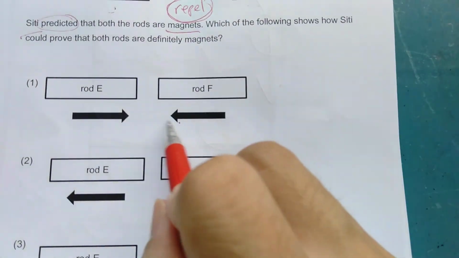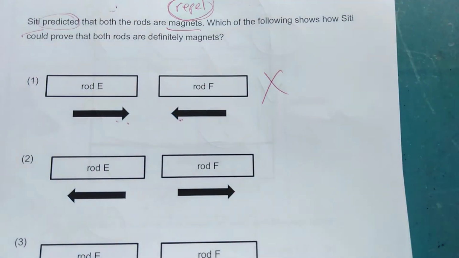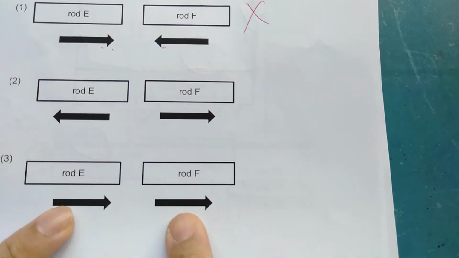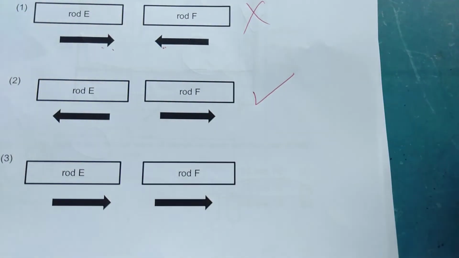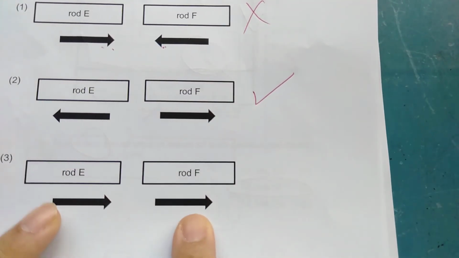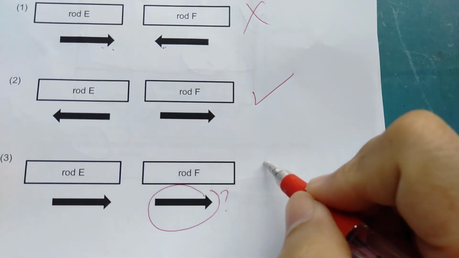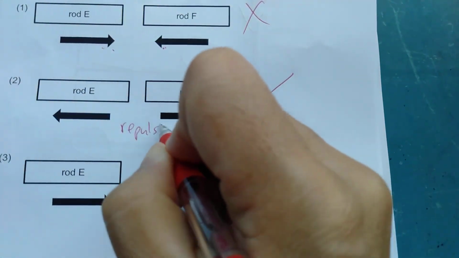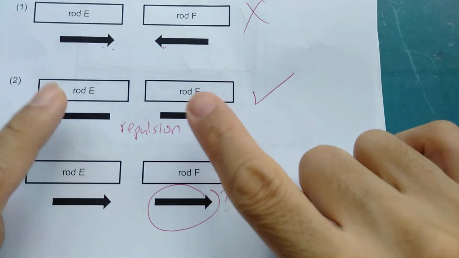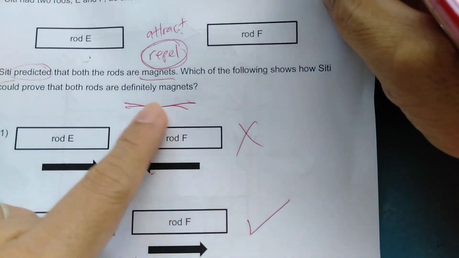Okay, so this is attraction. They go towards each other. This one doesn't tell me that they are both magnets. This one tells me that they are repelling each other. Number 2 definitely tells me that they are both magnets. This one, I don't understand the arrow. This one means this is attracted to this. I don't understand what this is for. This is wrong. Okay, doesn't make sense. So this is the only one that shows repulsion. So this definitely shows both are definitely magnets.